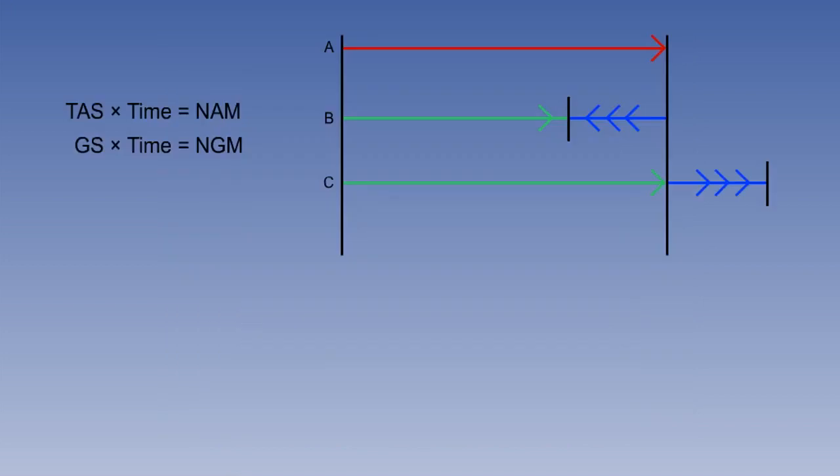Distance equals speed times time. Therefore, true airspeed times time equals distance in nautical air miles, whereas ground speed times time equals distance in nautical ground miles.